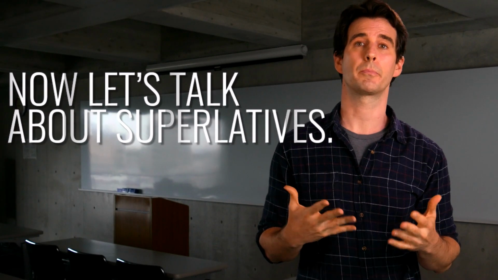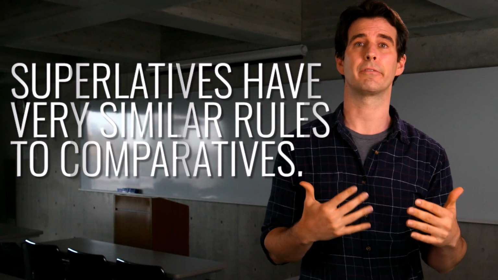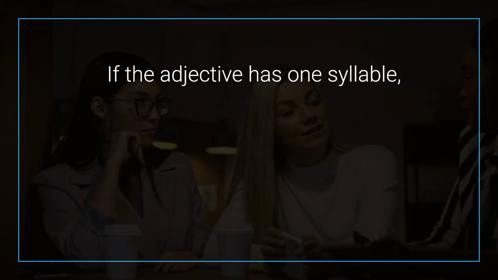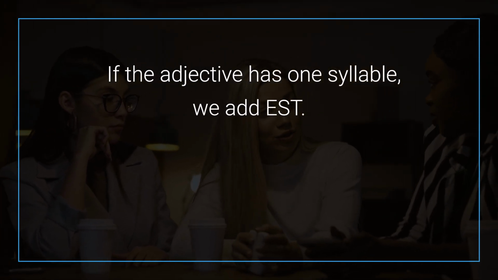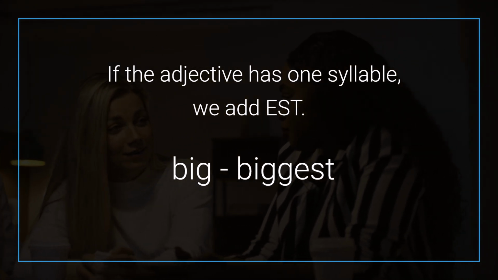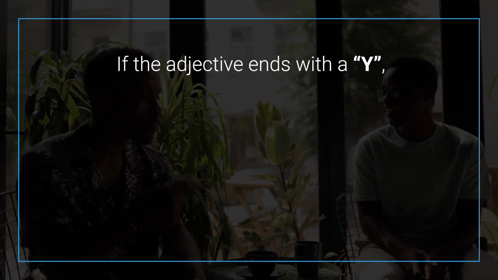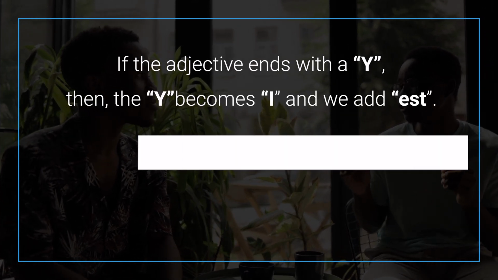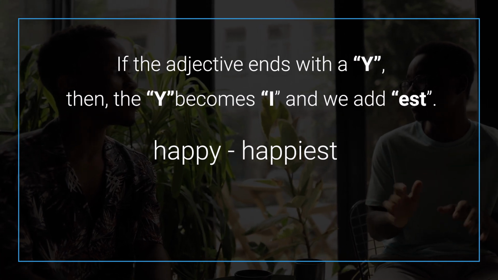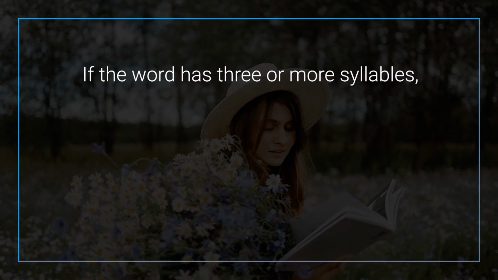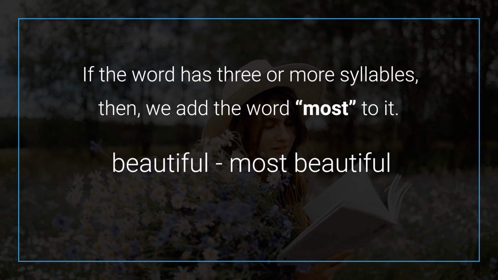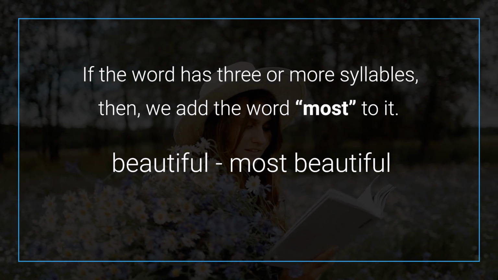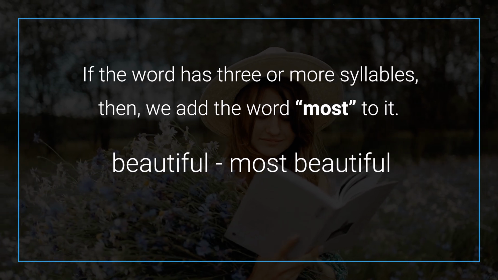Now let's talk about superlatives. Superlatives have very similar rules to comparatives. If the adjective has one syllable, we add est. So big becomes biggest. If the adjective ends with a y, then the y becomes i and we add est. So happy becomes happiest. If the word has three or more syllables, then we add the word most to it. So beautiful becomes most beautiful.